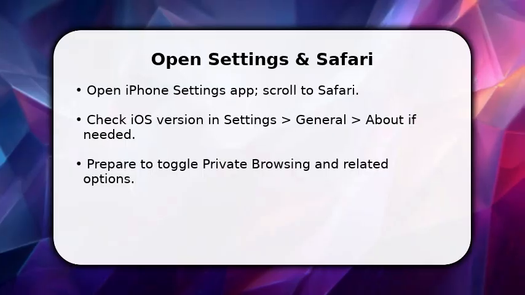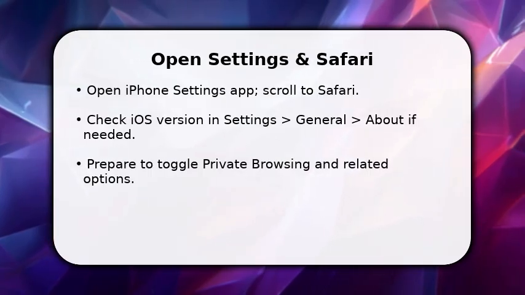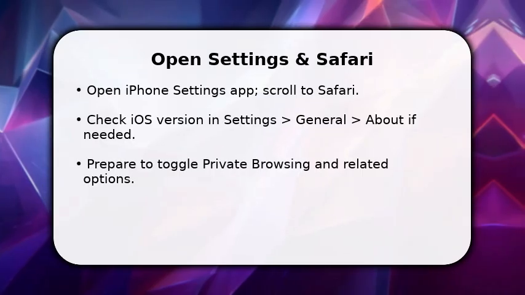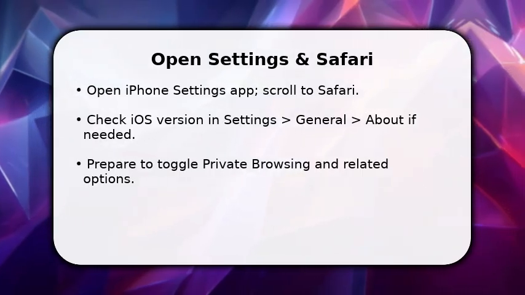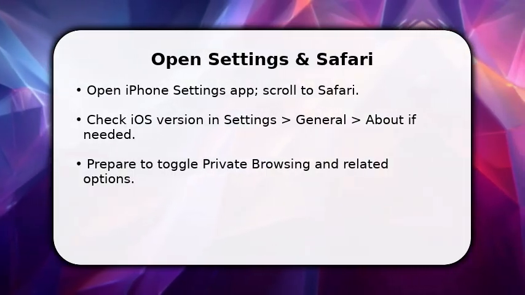Enjoy the video. You start in Settings because Safari's private options live there. Tap Settings, then scroll and open Safari. Once there, look for the private browsing toggle and tabs controls. You do this now to avoid opening Safari first, which can hide some options.